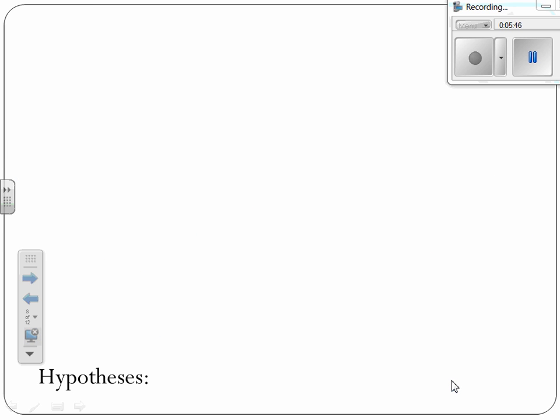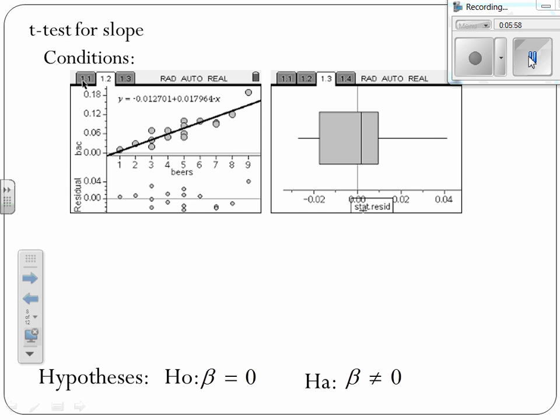So let's say that we want to run a test to determine if there is a relationship between two variables. So here's some data on blood alcohol levels versus number of drinks consumed. And so if you take a quick look at what we see here, there's the line of best fit sitting right there in that data output.